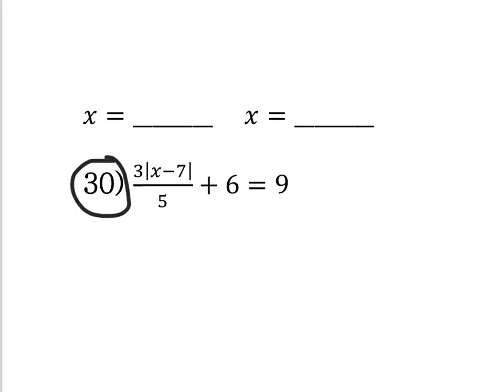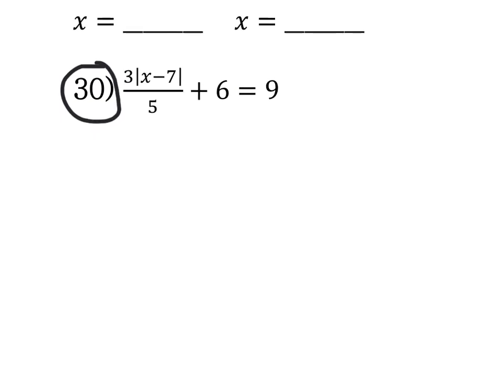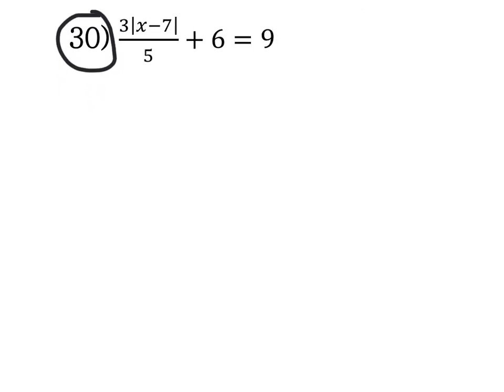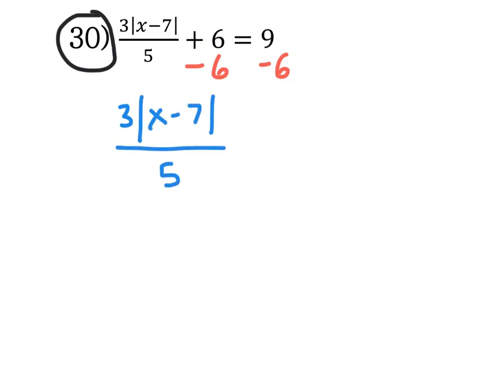Let's go to the back. Alright, take a look at number 30. We're going to do the same thing we did in 1 and 2 on the front side. It's just a tougher equation to solve. So we see that our absolute value equation is contained in this fraction. For us to get to it, we need to get this fraction by itself. That means we have to subtract 6 from both sides first. That'll leave us with 3 times the absolute value of x minus 7, divided by 5, equals 3.